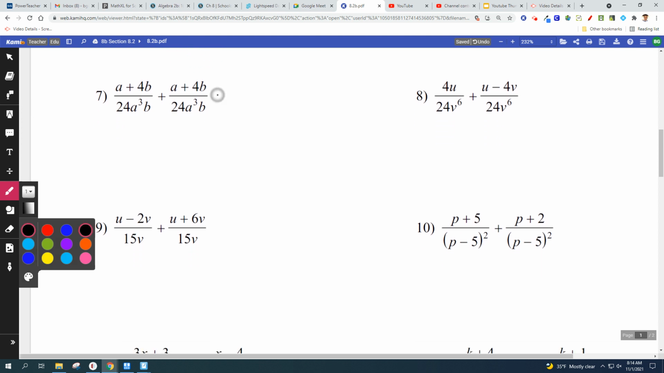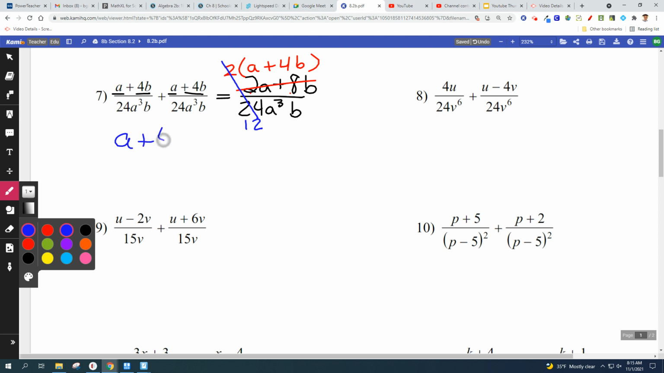Number 7, common denominator already. Perfect. 24a cubed b. Look at your like terms. A plus a is 2a. 4b plus 4b is plus 8b. Now, it's hard to tell, but this one has something that can reduce. And it's because the top has a GCF. On the top, these two numbers are divisible by 2. And so if I take out a 2, I would have a plus 4b. All right. Now that 2 is a factor, I can reduce 2 into 24, and that's 12. That's reduced. A plus 4b over 12a cubed b.